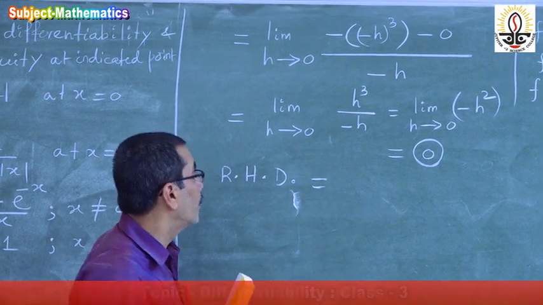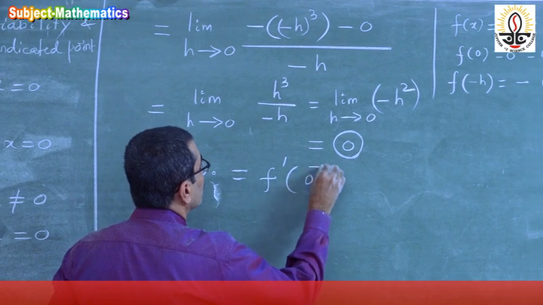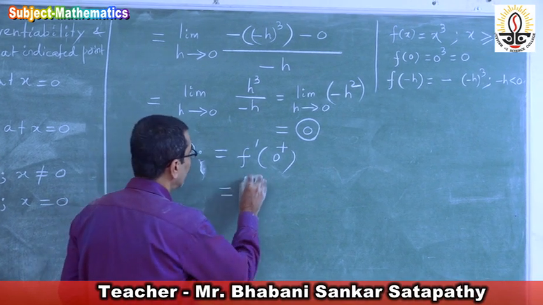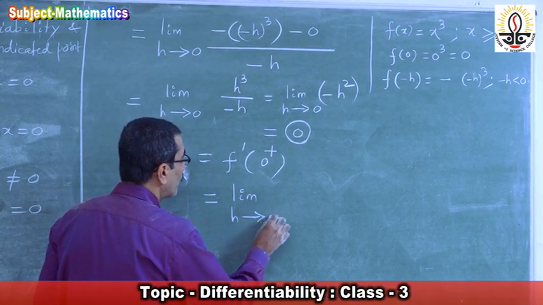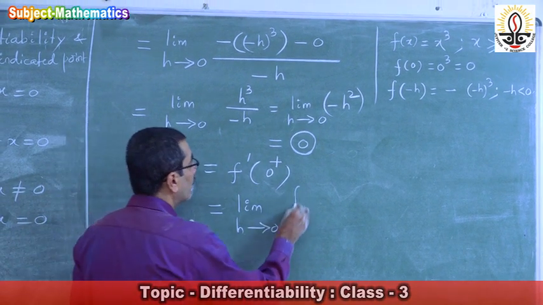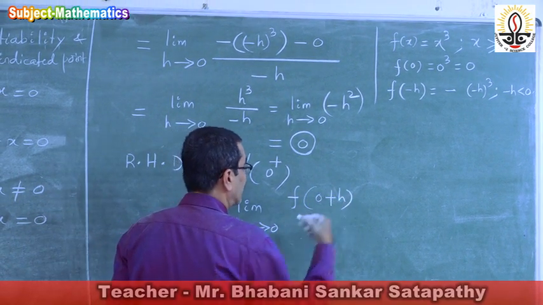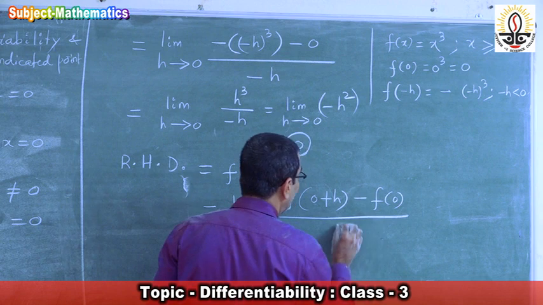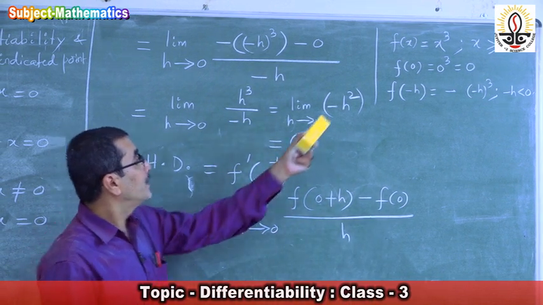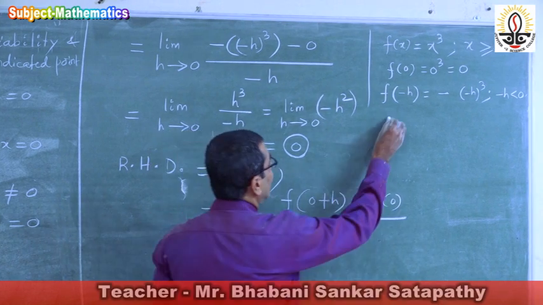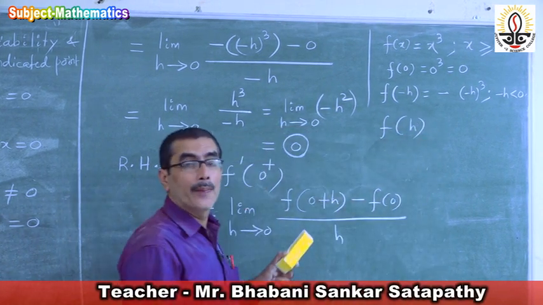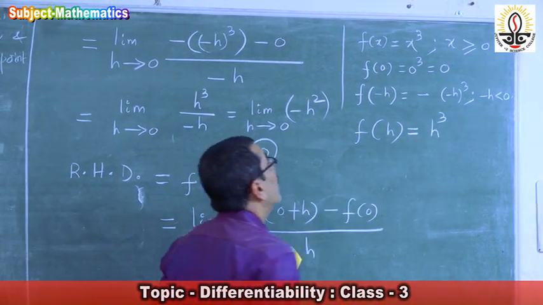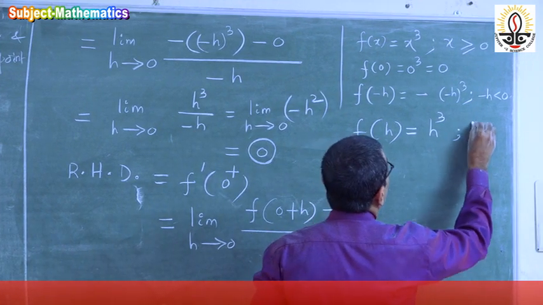Right hand derivative is equal to f dash 0 plus. So, that is equal to limit h approaches 0, f of 0 plus h minus f of 0 divided by h. Now see, f of 0 value is 0. So, f of h, what is its value? Its value is equal to h cube, because h is greater than 0.